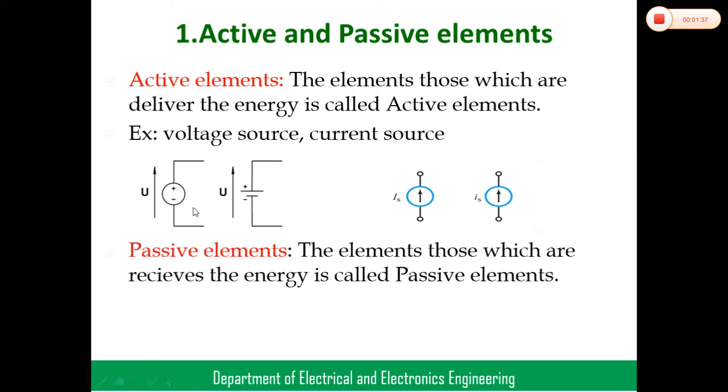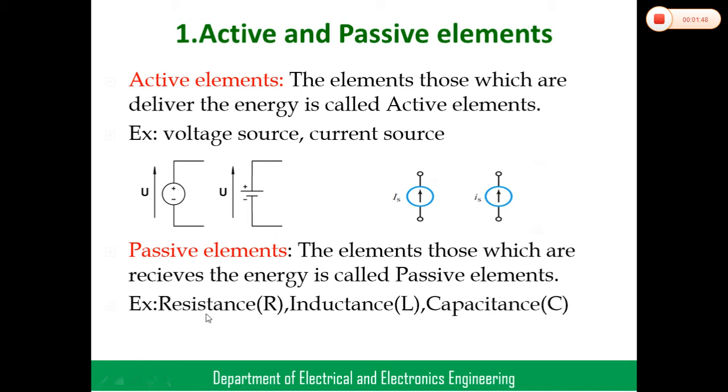Coming to the passive elements, the passive elements are those which receive the energy delivered by the active sources. For example, resistance, inductance and capacitance. These are the examples for passive elements, which can receive the energy. I mean that these are like loads, that is nothing but appliances. In households we have appliances which receive the energy delivered by the sources, that is voltage source and current sources.